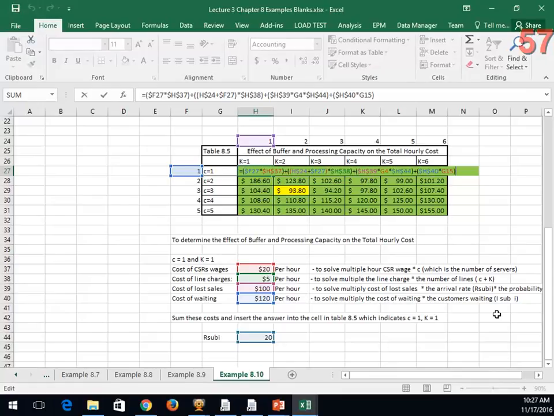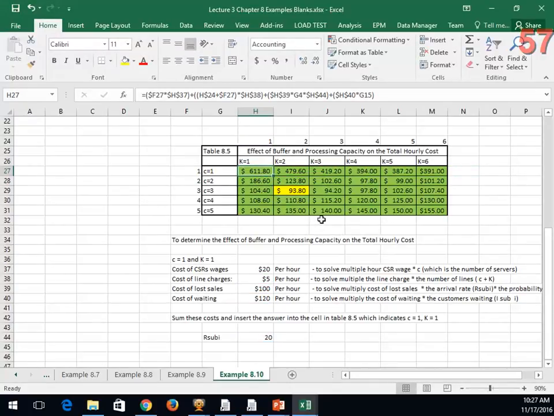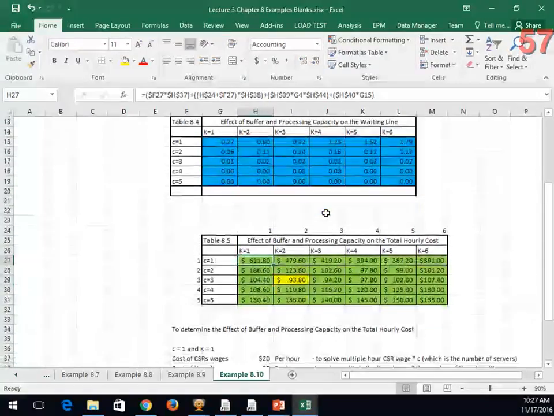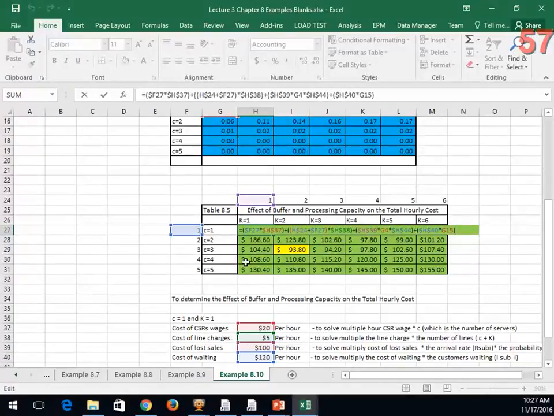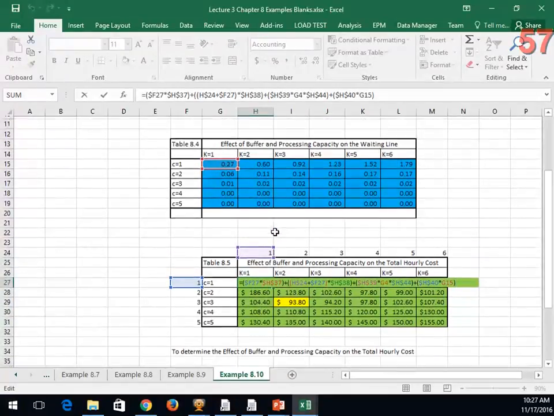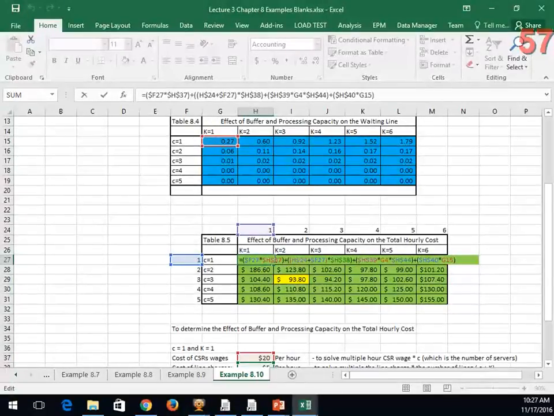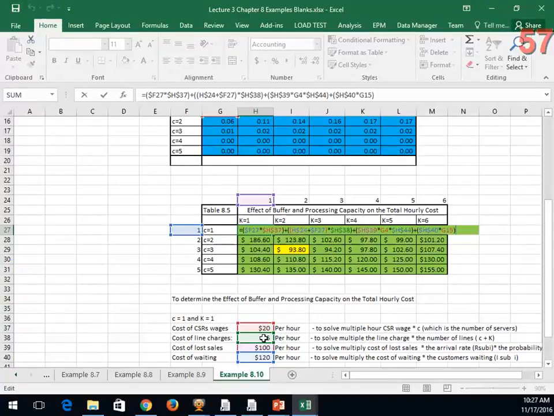If we look at this first example, just right in that cell, our cost is $611.80, and it comes from doing these 4 things. So I say, how many servers do I have? Well, I have 1 server times the $20. Then in the next one, I take H24, and H24 is the cost of the line charges times the number of telephone lines.